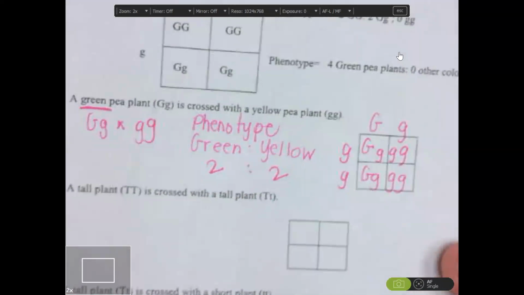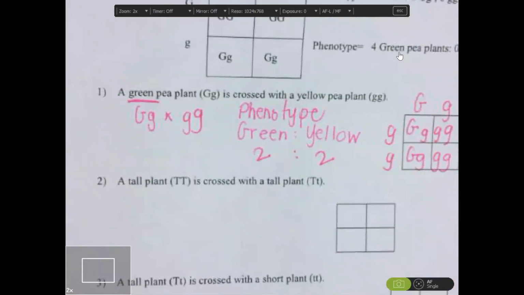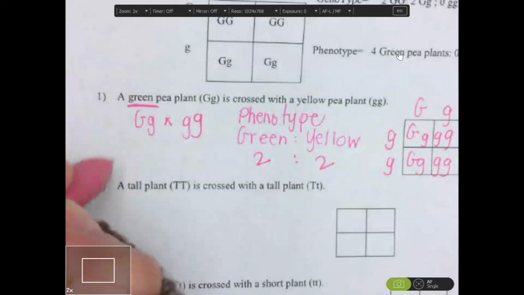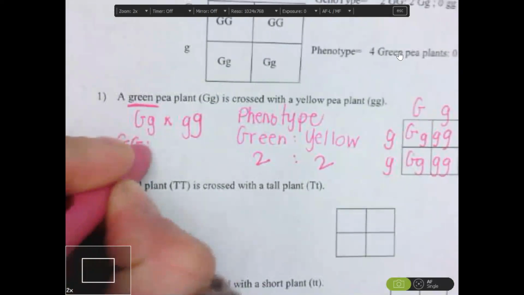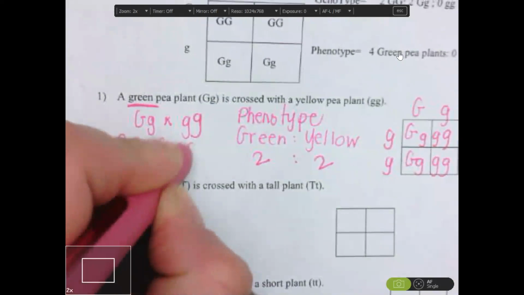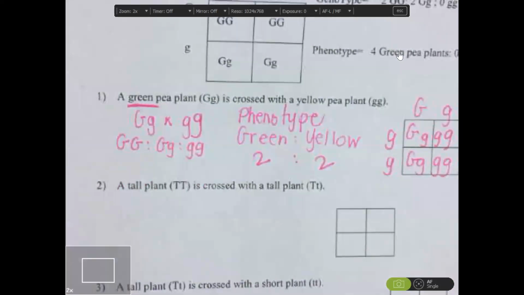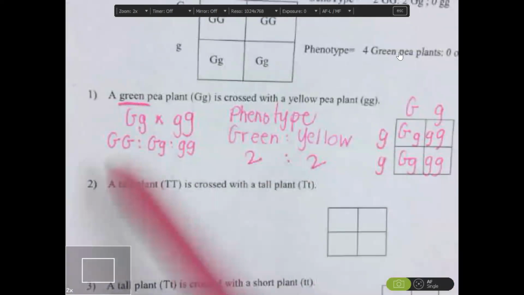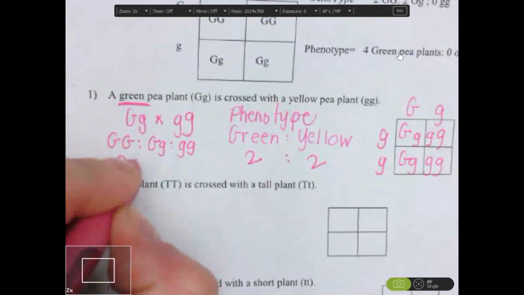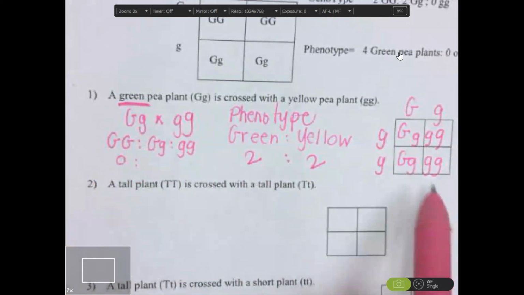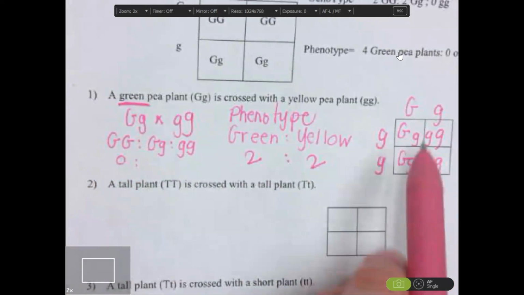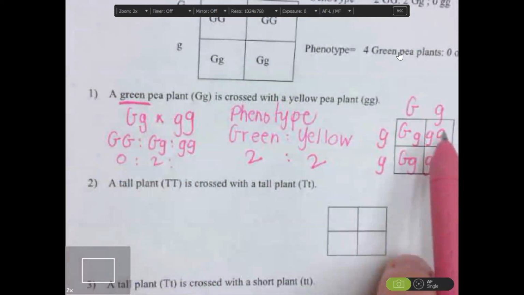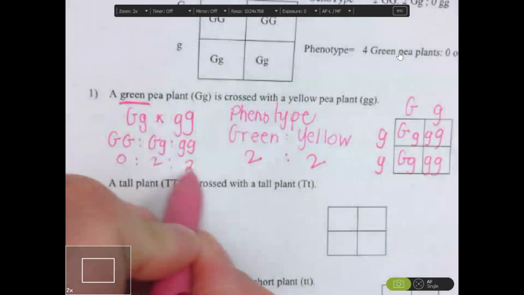All right. Now I'm going to do my genotypic ratio. There are 3 possible genotypes: big G big G, big G little g, and little g little g. I'm just going to straight up count them in my Punnett square. I don't have any big G big G, or homozygous dominant, so I'm going to put 0. I have 2 heterozygous genotypes, and I have 2 homozygous recessive.